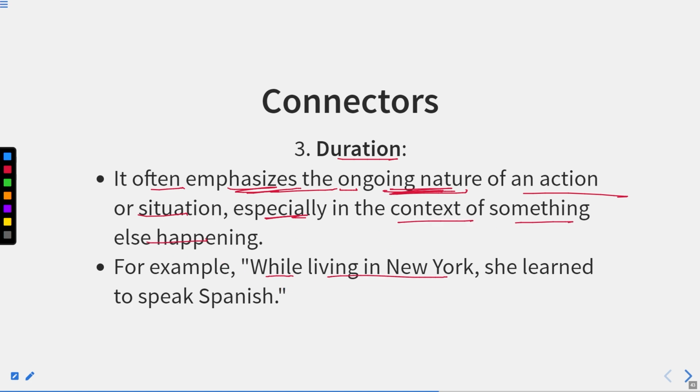While living in New York, she learned to speak Spanish. On the other hand, I can write that when he was in New York, he learned to speak Spanish. So when he was in New York, this is something which is done or which we are referring to in the past. But if I say while living in New York, it means she learned to speak Spanish while she was living in New York. Okay.